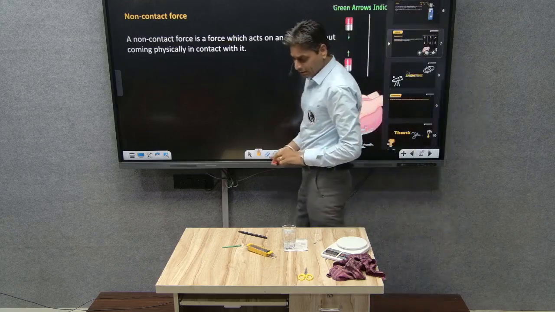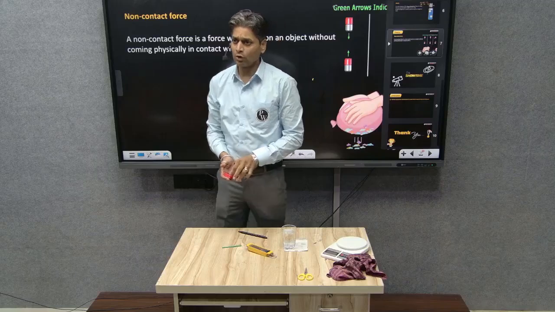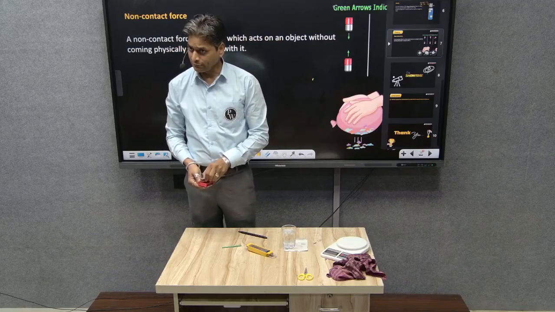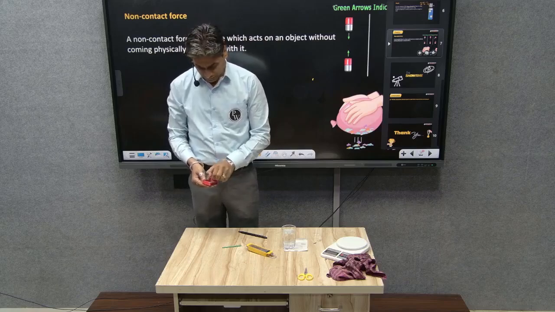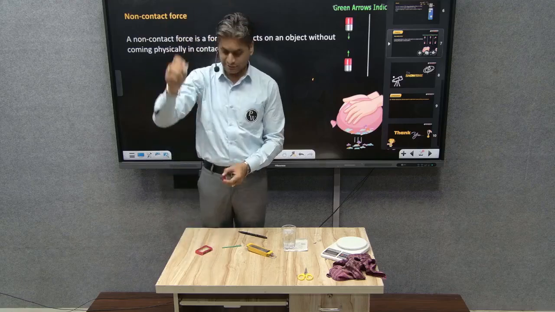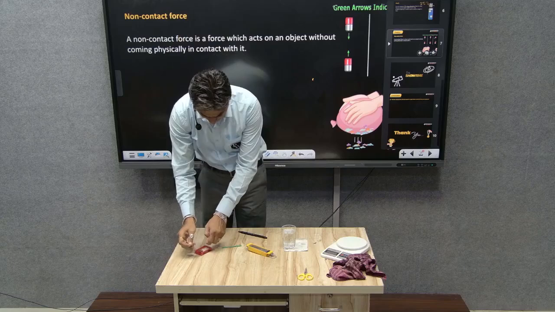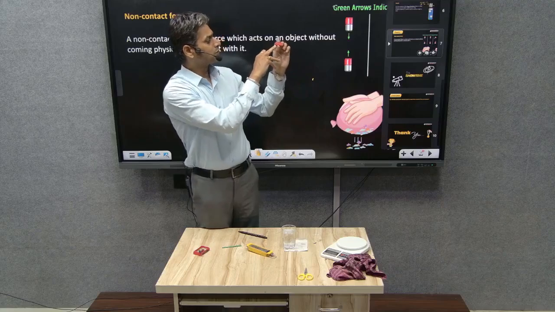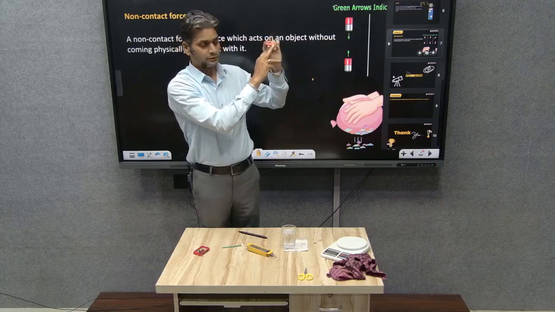These are the magnet, and we know the non-contact force, with the help of magnet as well as electrostatic force. This is the iron strip, the magnet. Here the magnet has two poles. This is north and this is the south.